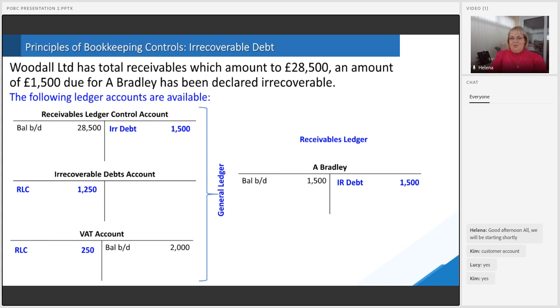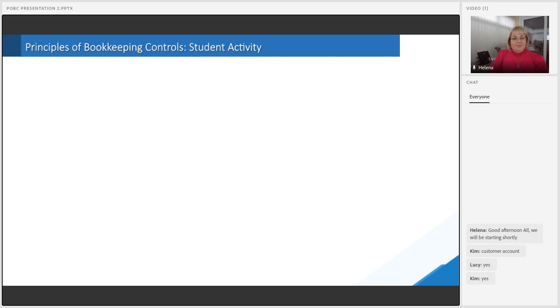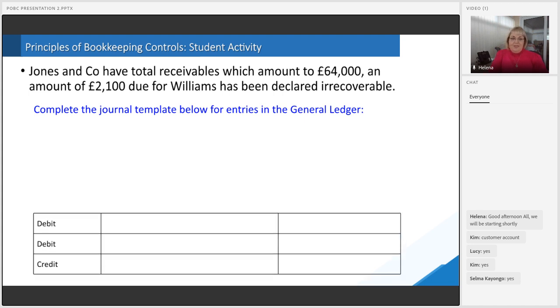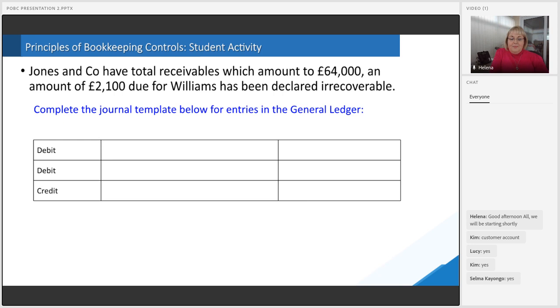Lovely. Okay. So, very similar. Jones & Co. have total receivables, and they amount to £64,000. An amount of 2,100 due from Williams has been declared irrecoverable. So this feels exactly like the first question does. The names are different, the amounts are different, the principles are the same. But this time, guys, I want you to do the double entry, but I want you to do it in a journal format for me. Okay? So we'll take it step by step.